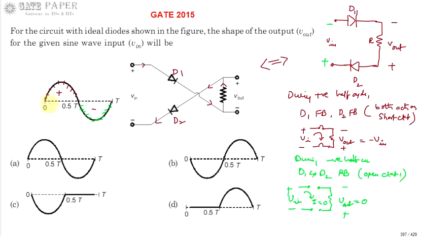So the right answer is: for the positive half cycle you will get the negative half, and for the negative half cycle you don't get any value. So V out is equal to 0 over the negative half cycle, and V out is equal to minus V in during the positive half cycle. So the right answer for this question is C.